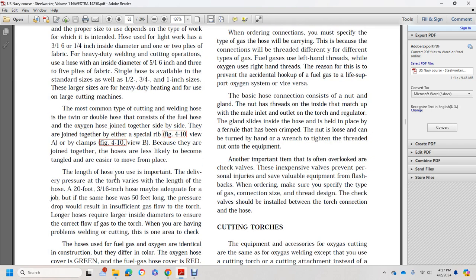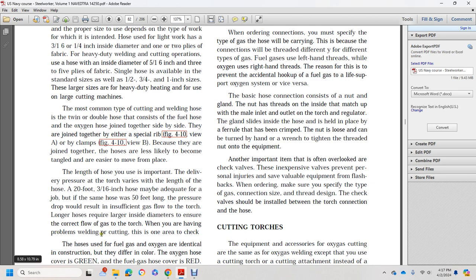The length of the hose is important to deliver pressure to the torch. A 20 foot length of 3/16 inch hose may be fine for the job, but the same hose at a 50 foot length results in a pressure drop and insufficient gas flow to the torch. Longer hoses require larger inside diameters to ensure the correct flow of gas to the torch.